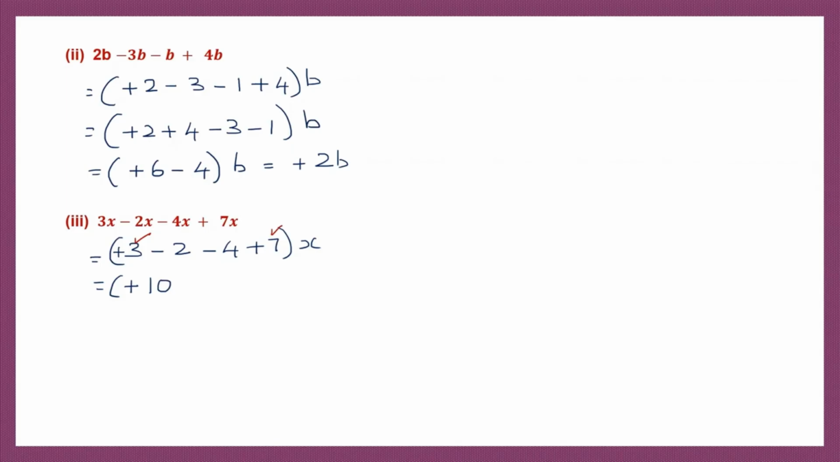So when signs are the same, put the same sign and add. 2 plus 4 is 6. Minus 6x. Here signs are different. So put the sign of the bigger number and subtract. 10 minus 6 is 4, plus 4x.